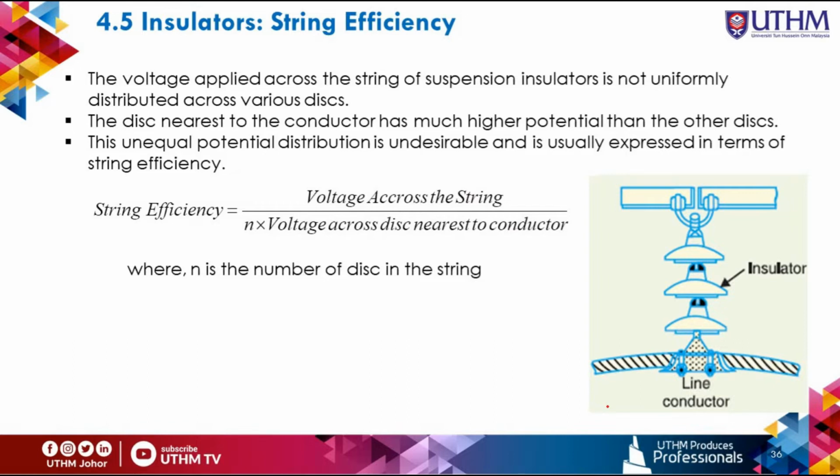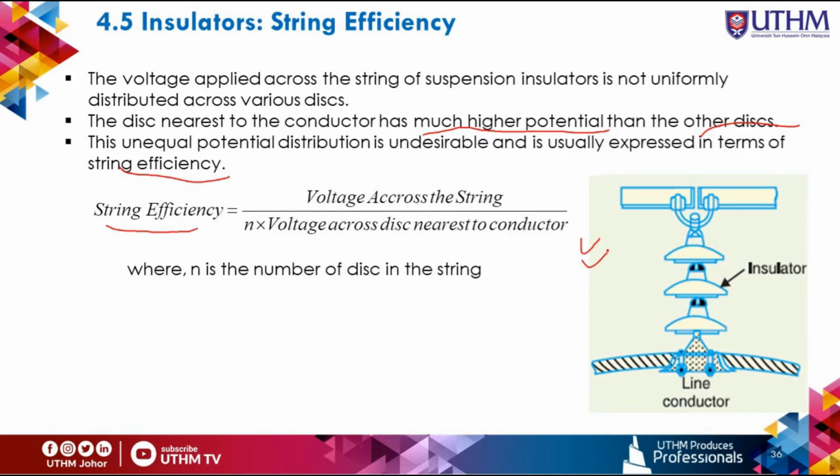And then next we look at the string efficiency. The voltage applied across the string of suspension insulators is not uniformly distributed across various discs. The disc nearest to the conductor has much higher potential compared to the other discs. This unequal potential distribution is undesirable and is usually expressed in terms of the string efficiency. So we can calculate the string efficiency by using this equation.